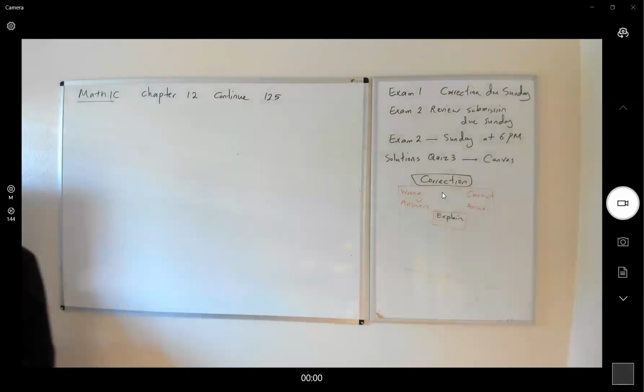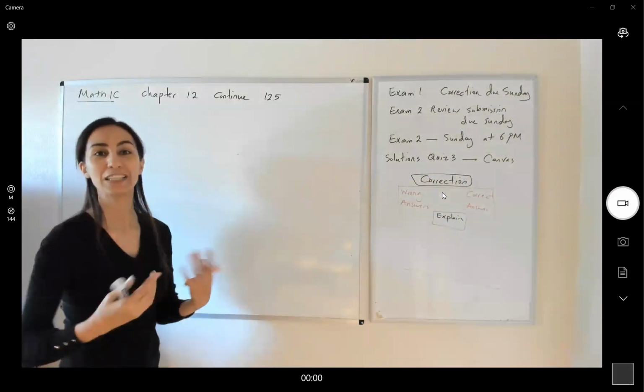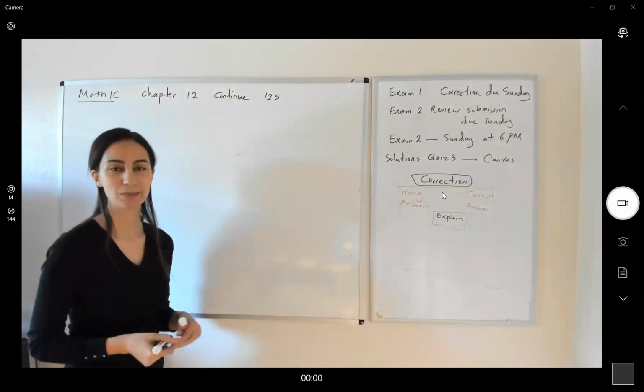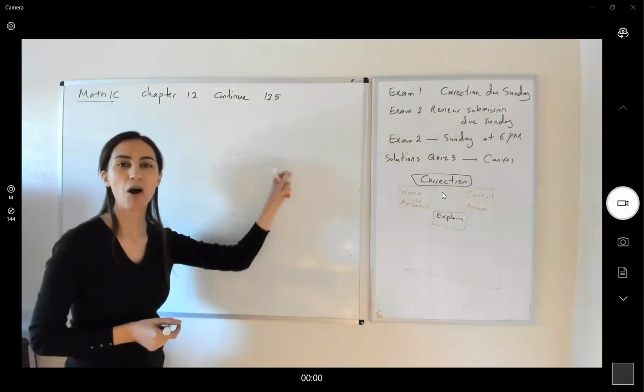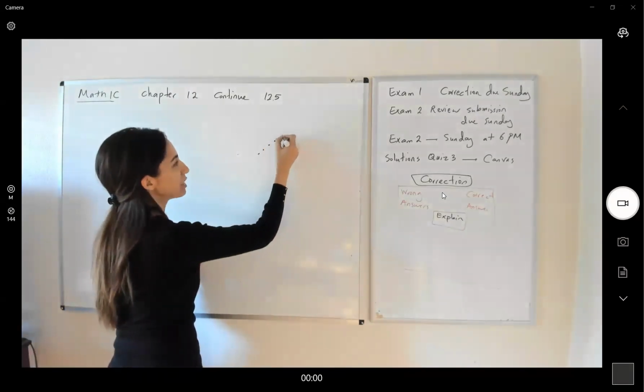Okay, so chapter 12, we start talking about lines and planes and adding a new variable, a new parameter like t to explain the location of a particle in the xy plane using that new variable.